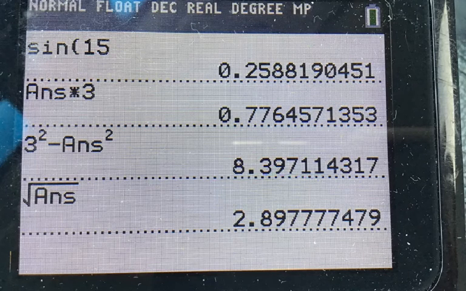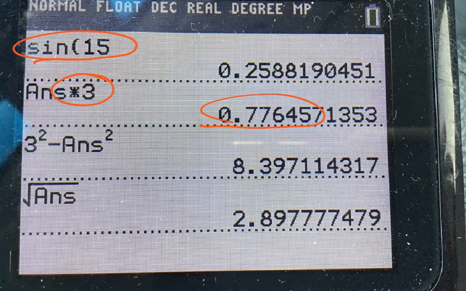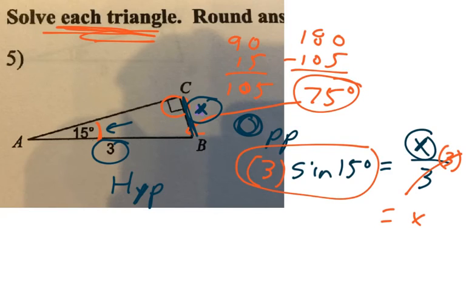Let's do it. So I did the sine of 15. I times 3 times the sine of 15. I know my missing side is 0.776. So we just figured out that X is 0.776. So notice the only thing now missing is this side I just scribbled in green, right? Now we could use cosine, but why do that when we know our Pythagorean theorem, I hope?